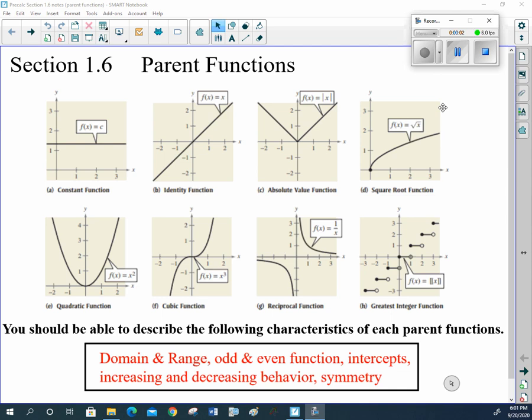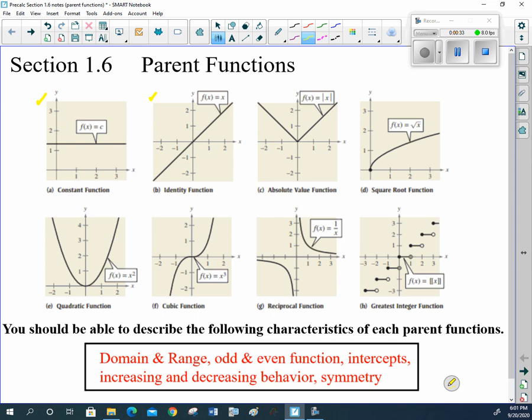Okay, this section we're going to be talking about parent functions, and this slide right here shows you some of the parent functions that you have already studied. So this one right here on the left is a line. We've done lines in the past. That's a horizontal line. It's constant. This one is a line. It's specifically called the identity function just because its equation is y equals x. So it's your diagonal line that goes through the origin.